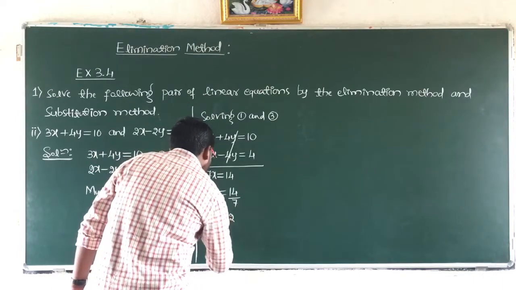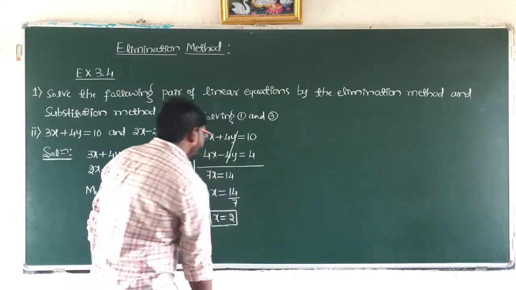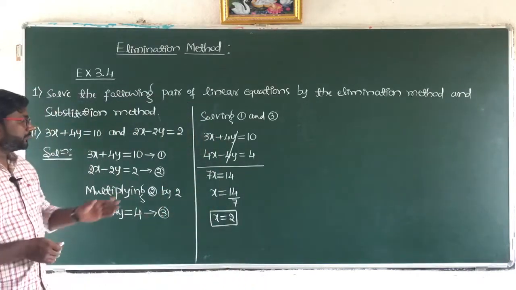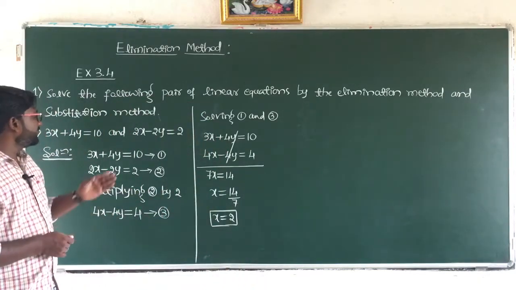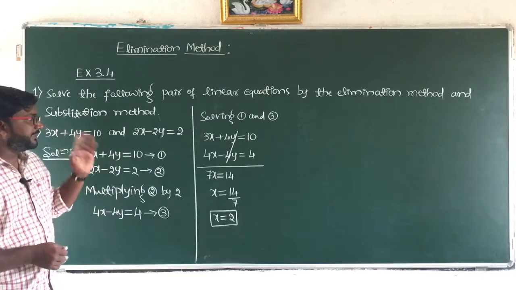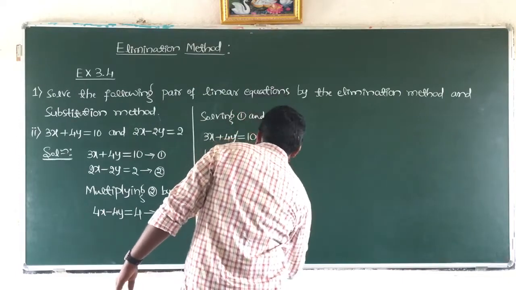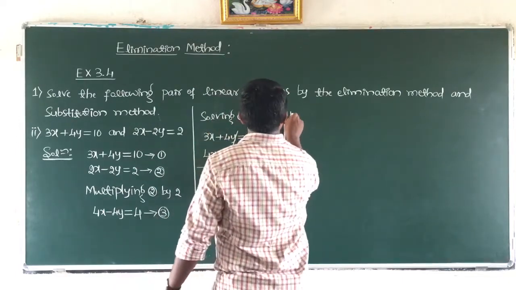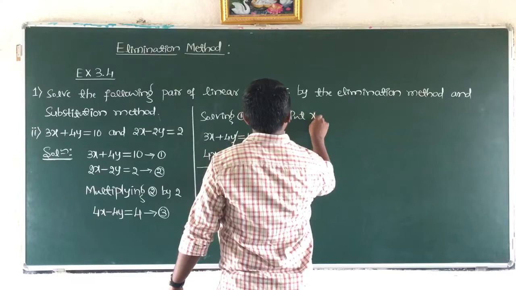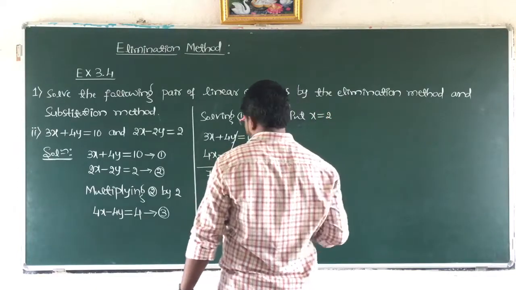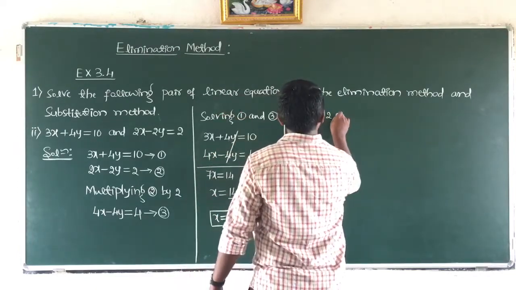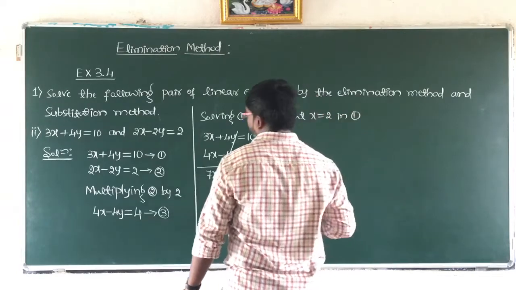So 7 ones are 7, 7 twos are 14. We have the value of x as 2. Now put x equal to 2 in equation 1 we get the value of y. Put x is equals to 2. Put x equal to 2 in equation 1.